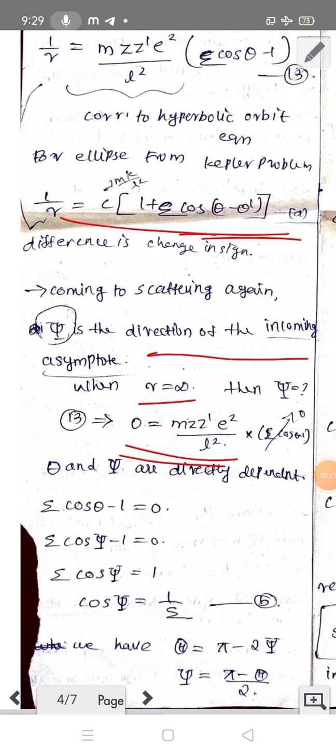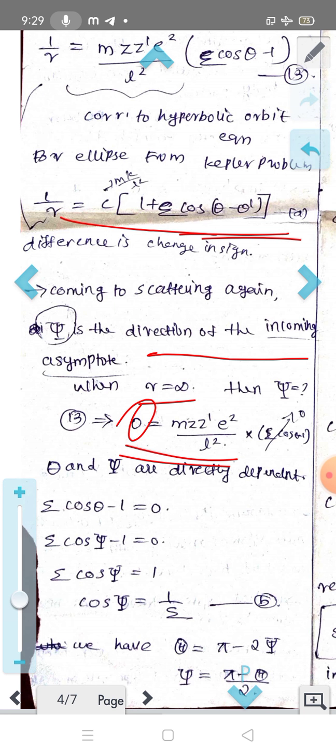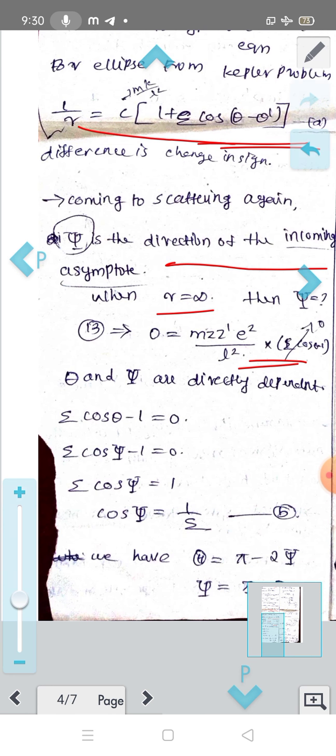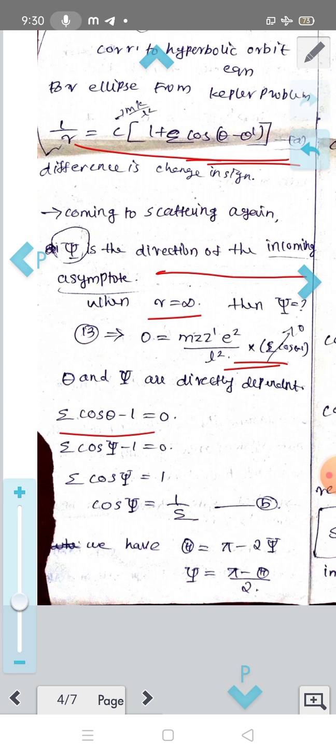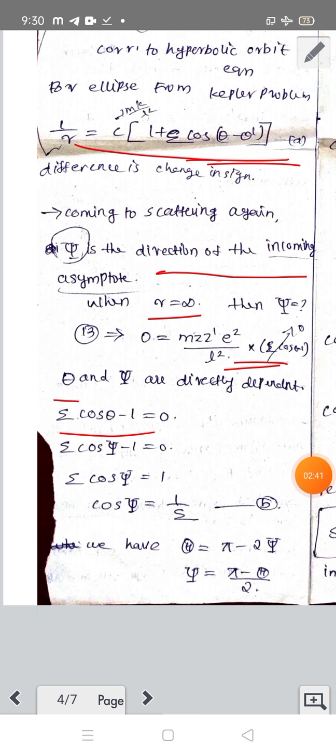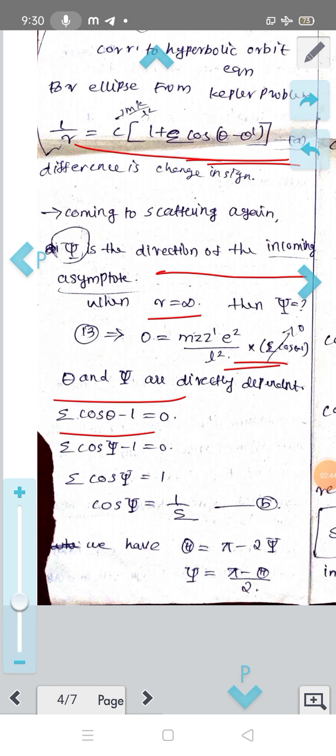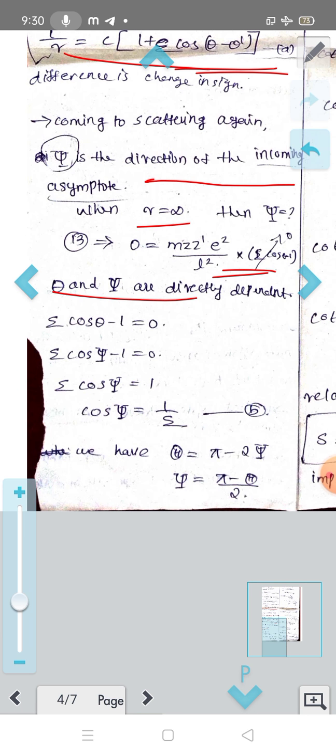In order to make this LHS 0, this can't be 0. So we can write epsilon cos theta minus 1 should be equal to 0. Since theta and psi are directly dependent, in the place of theta we can write psi. So epsilon cos psi minus 1 equal to 0. So from this we can write cos psi is equal to 1 by epsilon, and note that epsilon is the eccentricity here.